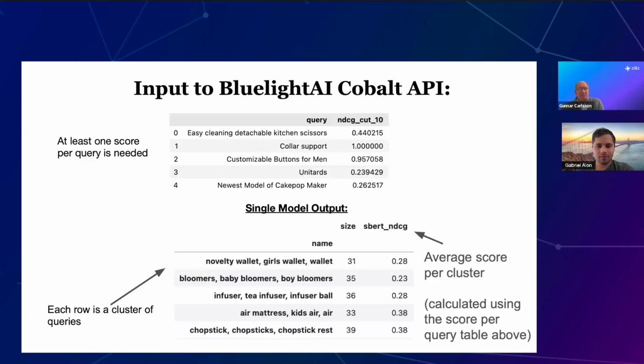Here's an input-output example. At the top is what we're talking about: you come into navigable clustering with at least one score per query. For example, here we show NDCG as the score. Row 1 could be kitchen scissors, and the score could be 0.44. And the output that navigable clustering can help you get pretty quickly, honestly in a matter of minutes, is different rows containing the clusters of queries. That tells you how many queries are in that cluster, what the interpretable keywords for it are, and we summarize for you an average over that cluster to tell you what's inside.